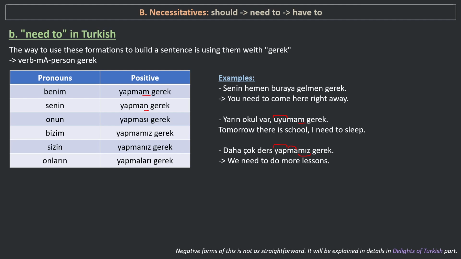Geç uyumayı bırakmam gerek. Çünkü her sabah çok yorgunum ben. Ben, to be honest, is a bit out of place there, but I think you wanted to put emphasis. We can still use it. I can imagine situations where I will say ben at the end, so it's fine. Uyumayı bırakmam gerek. Geç uyumayı bırakmam gerek. I need to stop sleeping or going to sleep late.